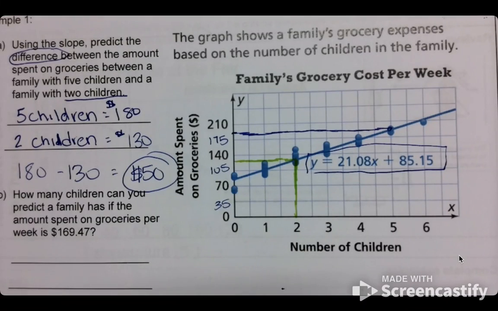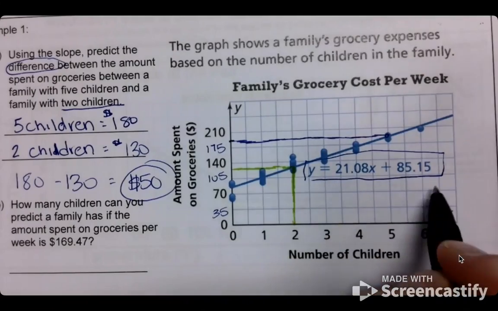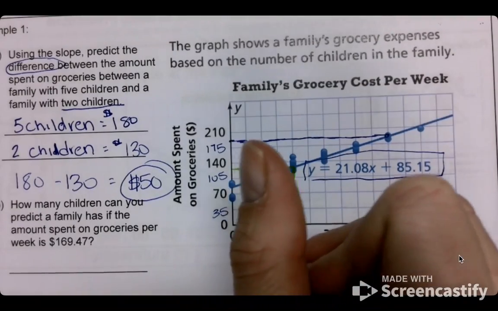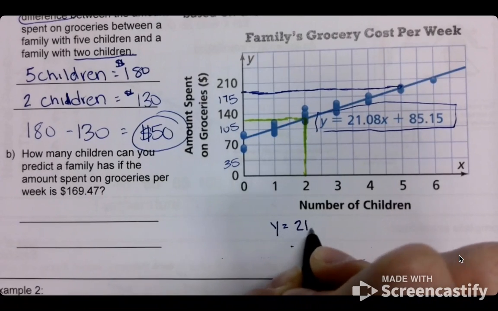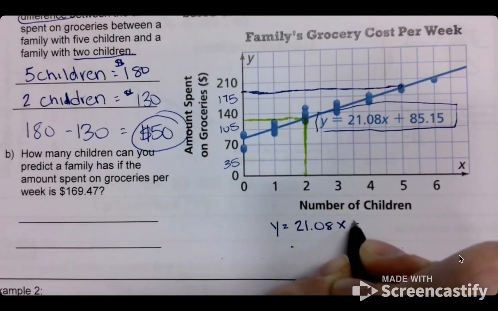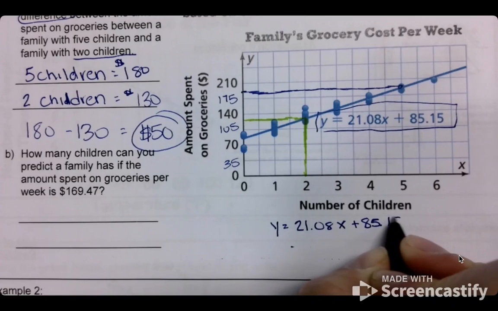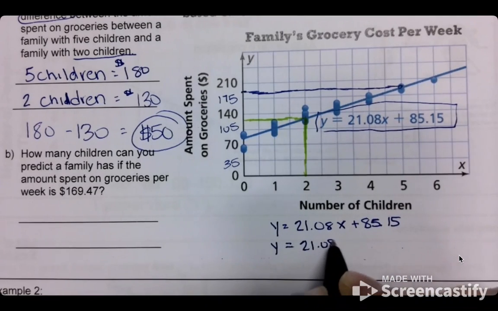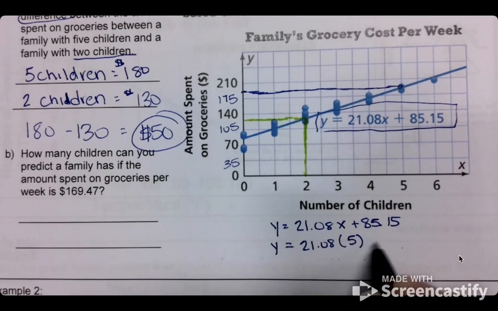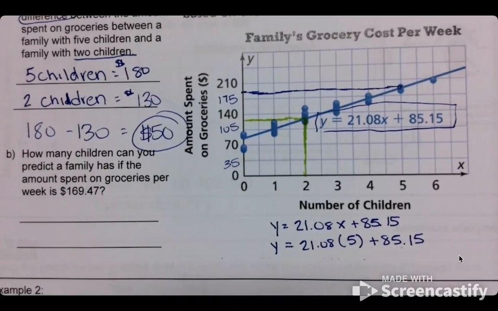So we are going to look at B, but I did want to mention as well, if you wanted to, you could have also done, and I'll put it down here, y equals 21.08x plus 85.15. And we could have said 21.08 times 5 plus 85.15. And we could have literally plugged that in our calculator, right?